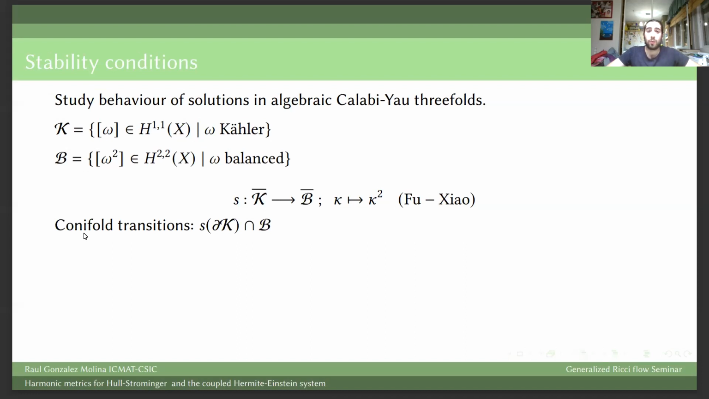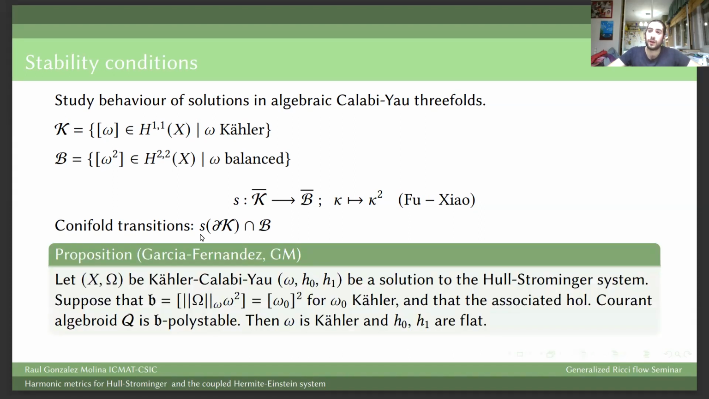Now, what I said before is that conifold transitions are used to glue different components of the moduli space of Calabi-Yau threefolds along their boundaries. So conifold transitions should take place in these cohomology classes, on classes that are balanced and that are in the boundary of the Kähler cone. So this is the natural place to study. First, we take it easy and study what happens in the interior of the Kähler cone. We have now a Calabi-Yau manifold of Kähler type and a solution to the Hull-Strominger system. I have a manifold which is Kähler, but I don't assume my solution to be Kähler. It's just the geometry that is Kähler.